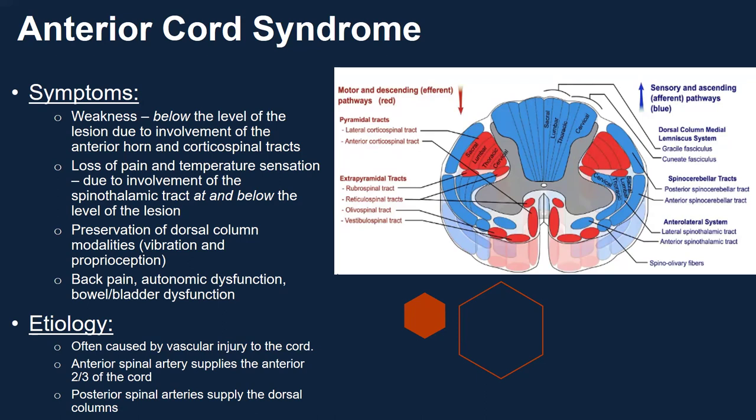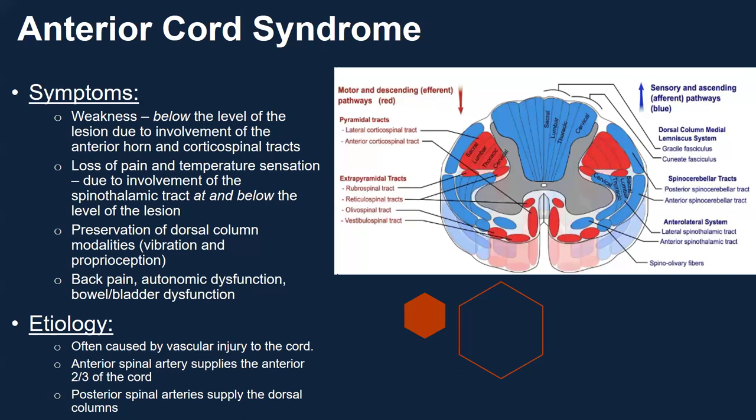There will be preservation of vibration and proprioception as these are dorsal column modalities. In addition, patients may have back pain, autonomic dysfunction, and bowel and bladder dysfunction. And as part of the infectious etiology, this specific anterior cord syndrome is thought to be due to vascular injury or vasculitis that causes ischemic injury of the cord because the anterior spinal artery supplies the anterior two-thirds of the spinal cord.